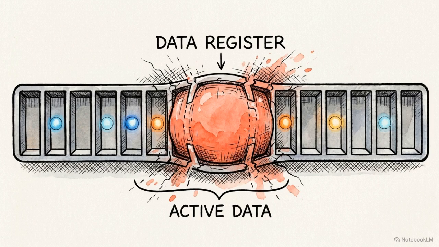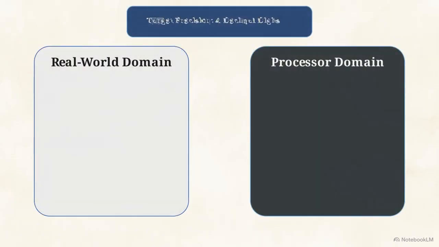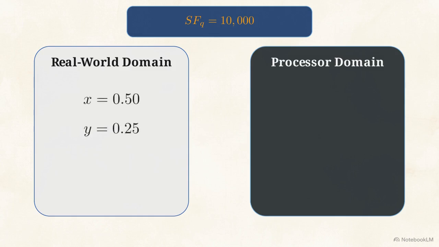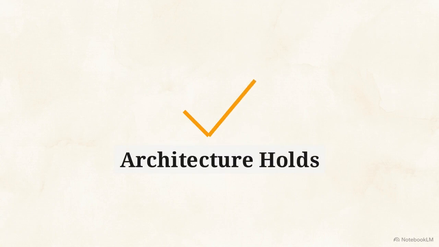during the ALU execution. Let's apply this to a high-precision scenario requiring 4 decimal digits for the quotient, using an input x of 0.50 and an input y of 0.25. In the processor, x becomes the integer 50 and y becomes 25. Tracking through the carefully bracketed equation, the ALU computes an integer result of 2000. By dividing that integer 2000 by the massive quotient scale factor of 10,000, we perfectly retrieve the exact real quotient of 2.00. The fixed point division architecture holds.